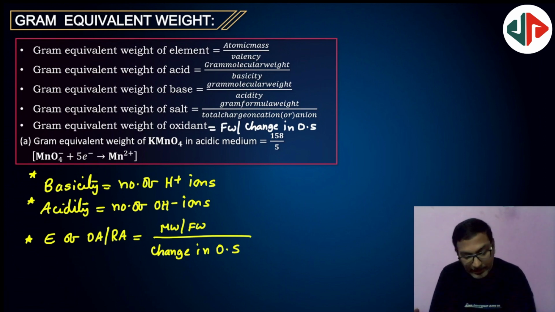So in acidic medium, KMnO4 changes to Mn2+. Therefore, here oxidation state is +7 and here +2. Change is 7 minus 2, 5. Therefore, molecular weight 158 by 5.